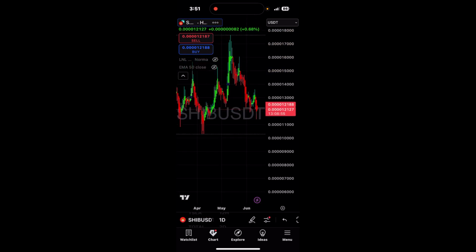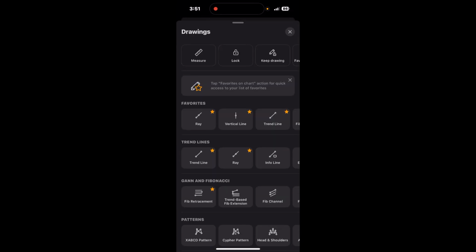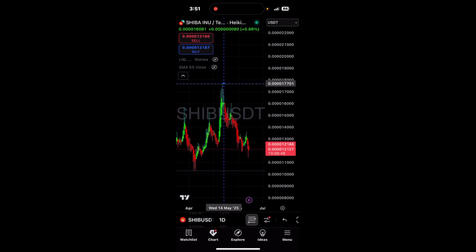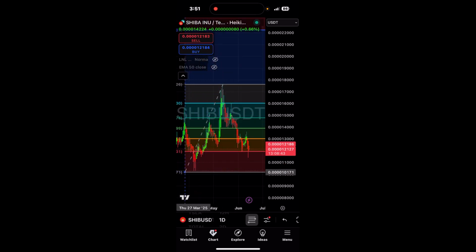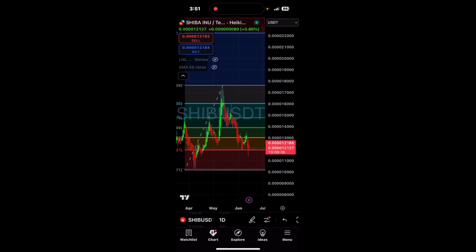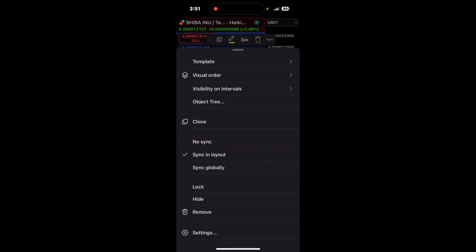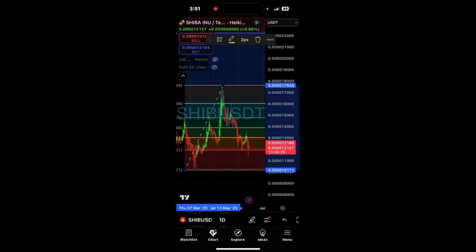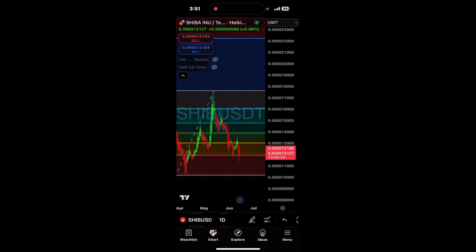So I'm going to remove that. What I basically did is I did the same thing. I took the Fibonacci, took the highest point to the lowest point, and it was yesterday. Now yesterday Shiba was in that red zone. It was in that red zone, and I called it out on my Discord.